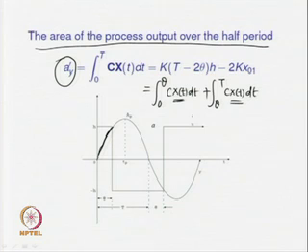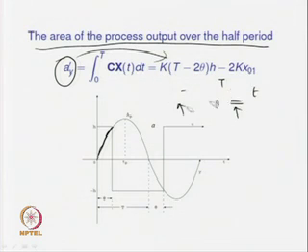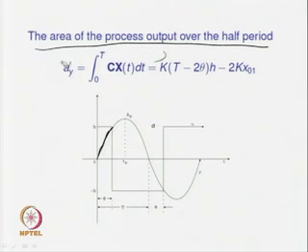Then upon simplification, it is not difficult to get an expression of the form A y dash is equal to K times (T minus 2 theta) times H minus 2 K x(0). So, this detailed derivation I am not going to repeat here. Obviously, if you substitute the correct expression for x(t) for different time ranges, you are going to get the expression for the output over the half period, A y dash, equal to this much.